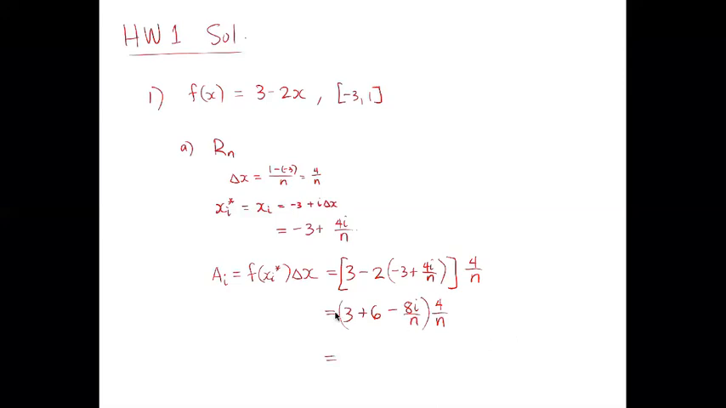So if we simplify this, we have 3 plus 6, that's 9. 9 times 4, that's 36 over n. And then for this, you have minus 8i over n times 4 over n. That's minus 32i over n squared. Okay?